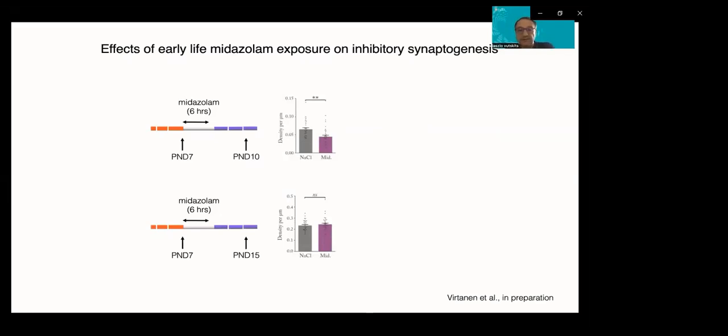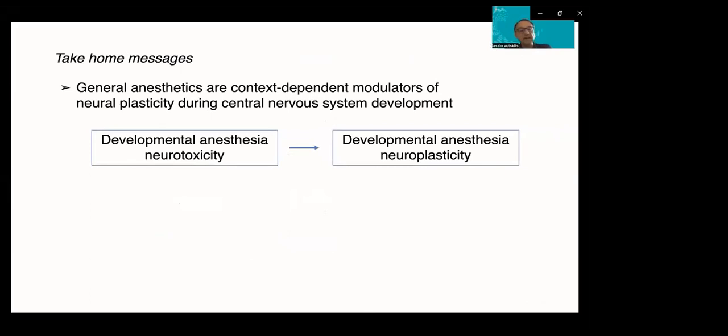So very briefly, I have 2 take-home messages. One is that I try to show you that general anesthetics are context-dependent modulators of neuroplasticity during CNS development. And in this context, I think it's very important to shift the focus from developmental anesthesia neurotoxicity to thinking about developmental anesthesia and neuroplasticity. It's not just semantic, because if we think about neuroplasticity, the way we plan future mechanistic studies, either translational or clinical, may differ compared to when we look for neurotoxicity.